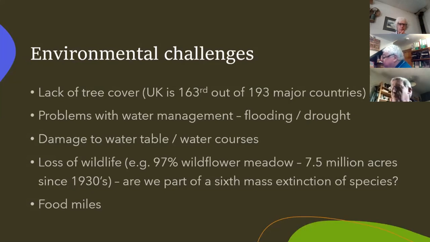Wildlife, there's another report out yesterday, I see. 97% of wildflower meadow lost since before the Second World War. So, is this the 6th mass extinction of species? Added to all of that, food miles are another burden in the carbon question. And also, we have to ask ourselves, how does that fit with fair shares?